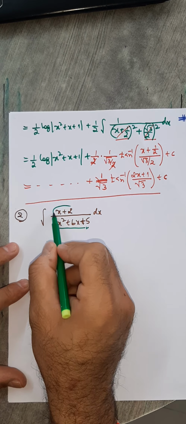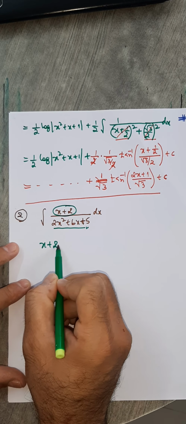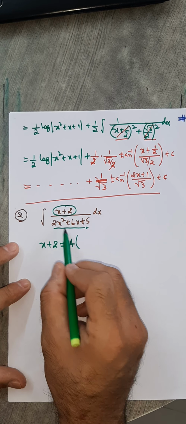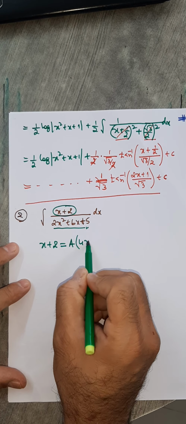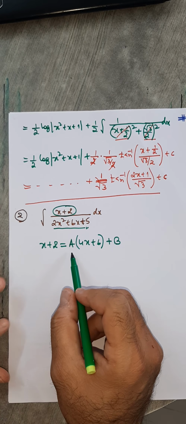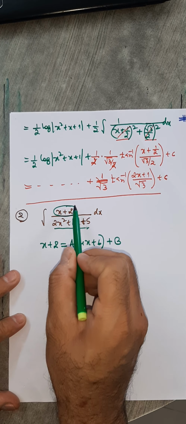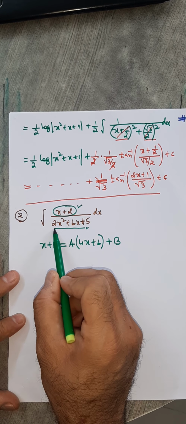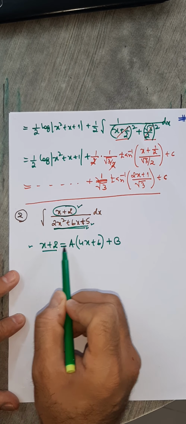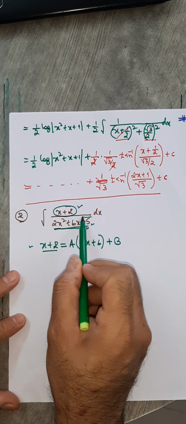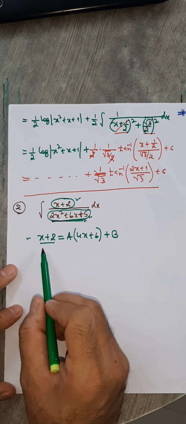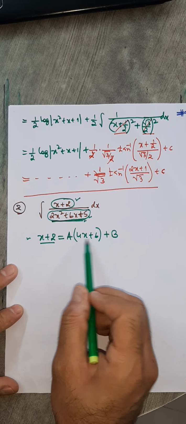Instead of x plus 2, I'll write it as some constant times the derivative of this, which is 4x plus 6, plus another constant b. This is also a standard technique, remember. Instead of x plus 2, I've written some constant a into the derivative of this expression plus another constant. Now we just compare the coefficients and find a and b.